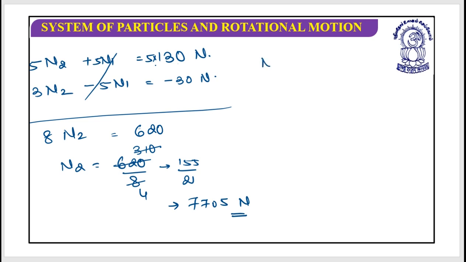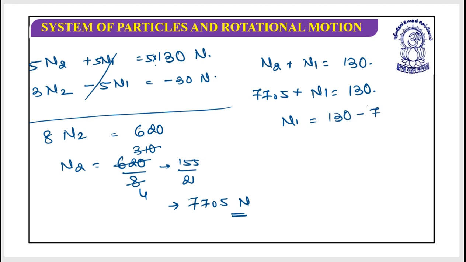If I put this in, N2 plus N1 is equal to 130 Newton. So this is 77.5 plus N1, which is equal to 130. So N1 is equal to 130 minus 77.5. What is the difference? 77.5 plus 2.5 is 80, and 80 plus 50 is 130. Yes, so this is equal to 52.5 Newton. I hope this is clear.